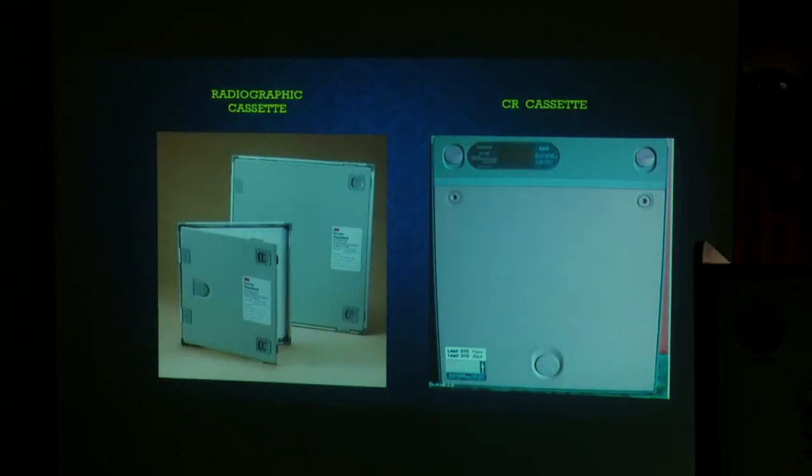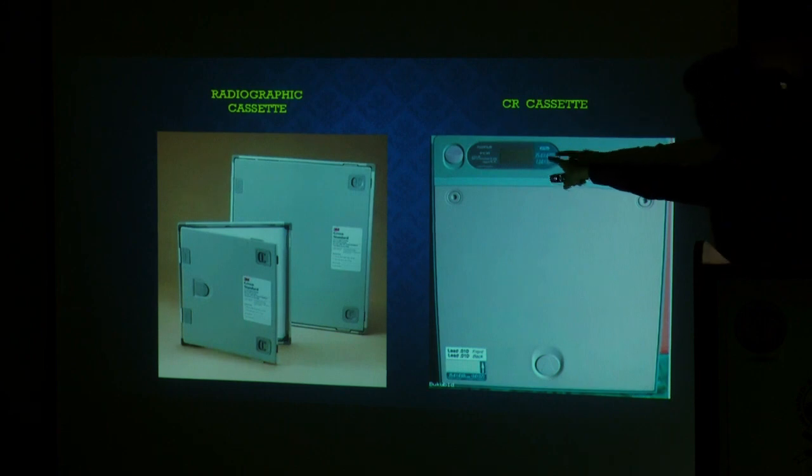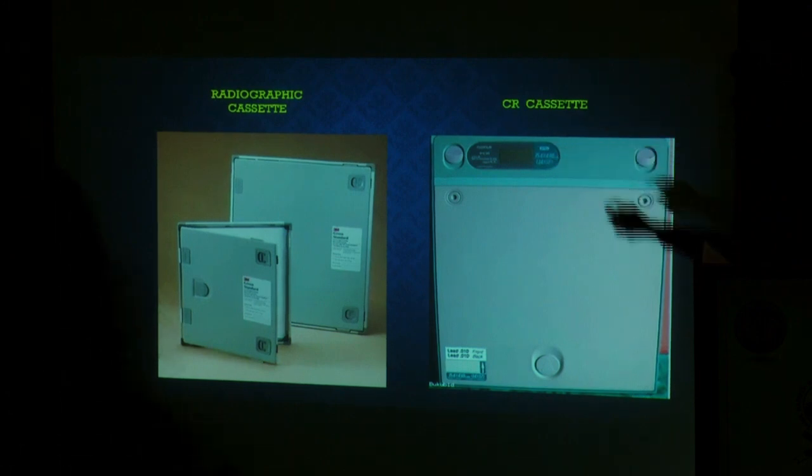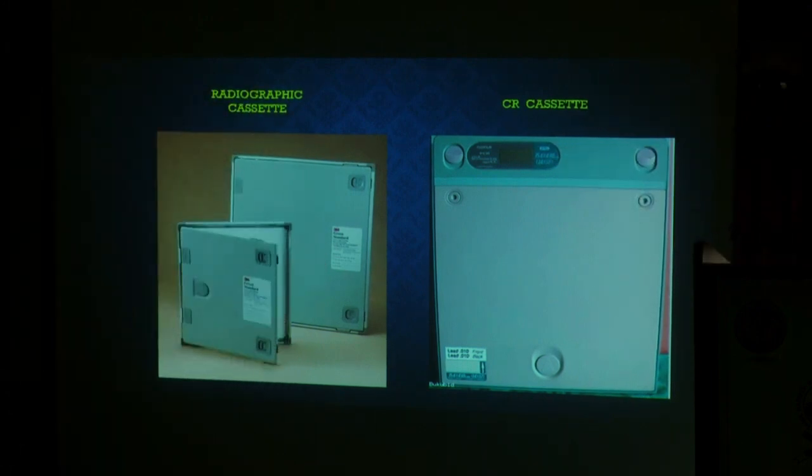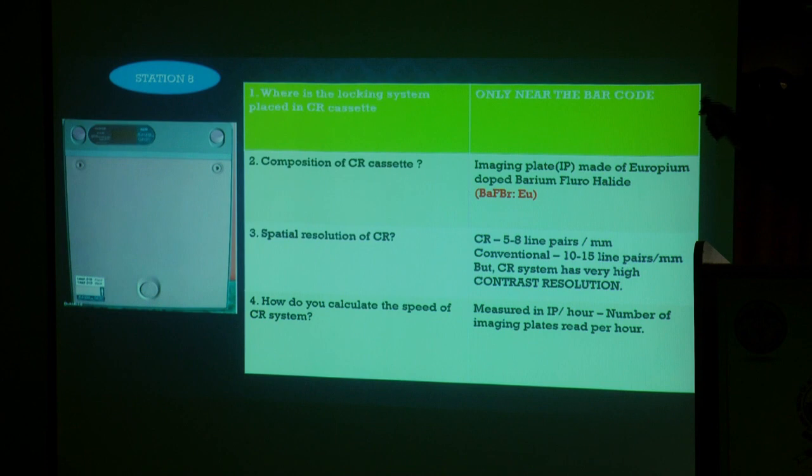So coming to differences between radiographic cassette and CR cassette. In the CR cassette, the locking system will be placed near the barcode. Here we are seeing the barcode. Adjacent to this barcode, there will be the locking system. This is the basic difference between radiographic cassette and CR cassette. So this is the CR cassette. The locking system is placed always near the barcode. This is the easiest way to differentiate in exams between conventional radiographic cassette and CR cassette, computed radiography cassette.